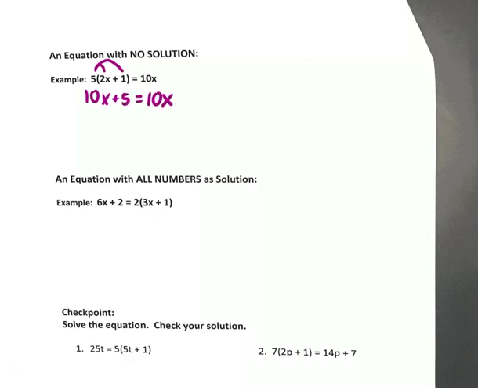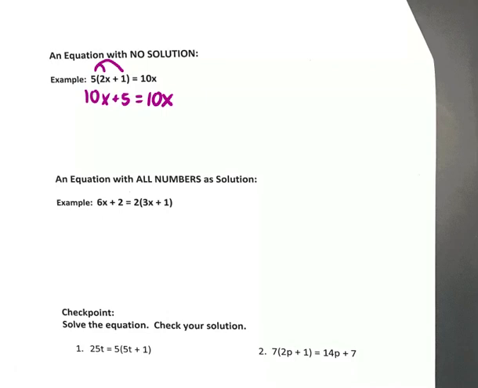Now some people might recognize what's happening right away, because I'm looking at this side. I have a 10x and a 10x. If I ignored that plus 5, 10x would equal 10x. That would be a true statement. But can I have 10x and on one side add 5 to it, and on the other side do nothing and still have them be equal? That just doesn't make sense.